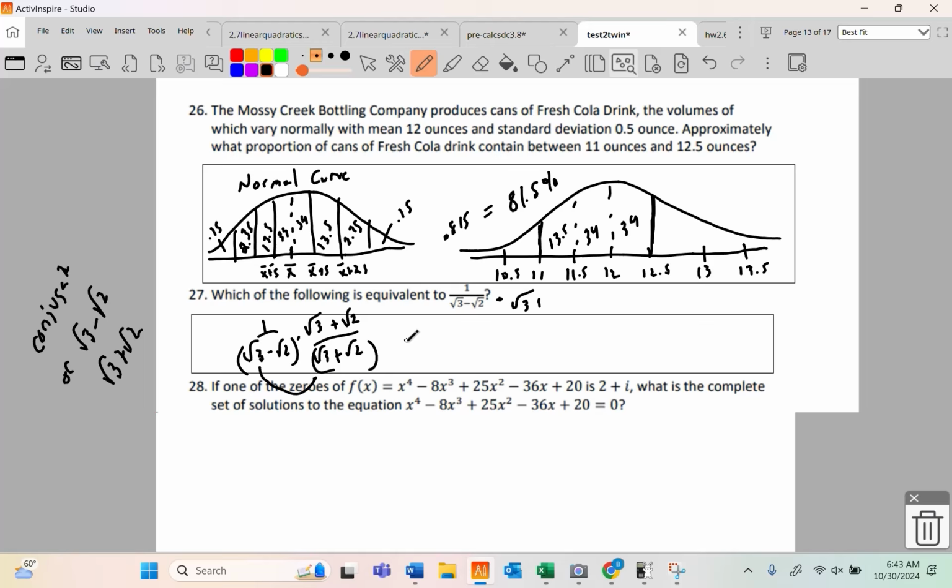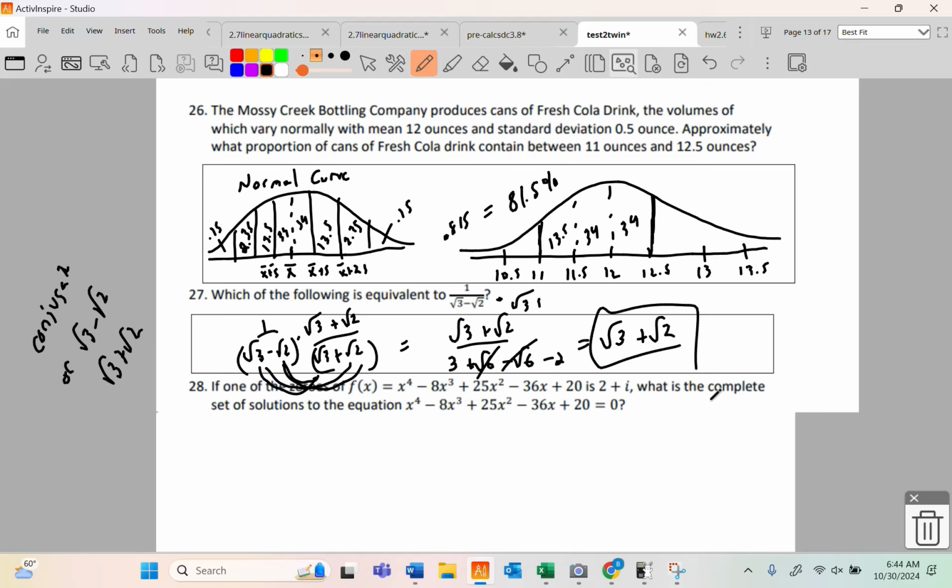A root 3 times a root 3 is 3. A radical times itself is the number inside. A root 3 times a root 2 is a root 6. A negative root 2 times a positive root 3 is a minus root 6. And a negative root 2 times root 2 is a negative 2. And up top we have 1 times root 3 plus root 2, which is root 3 plus root 2. Now the root 6's cancel, and 3 minus 2 is 1. So it turns out it's root 3 plus root 2.